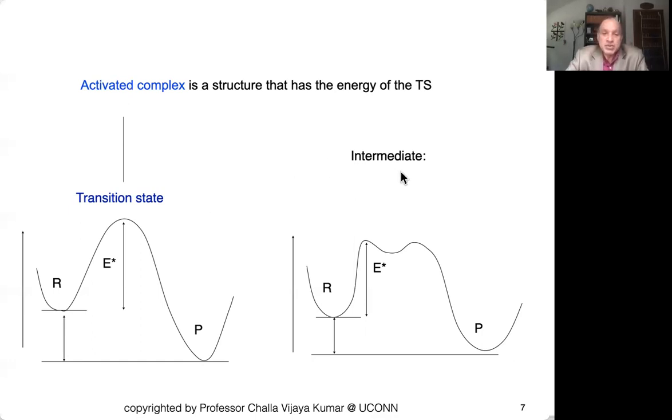Organic chemists talk a lot about making an intermediate, and then it goes this way or that way. Here instead, we are concerned with the transition state and the corresponding chemical structure called the activated complex.